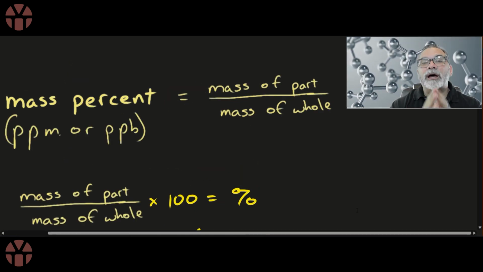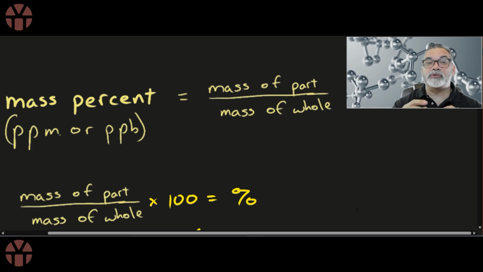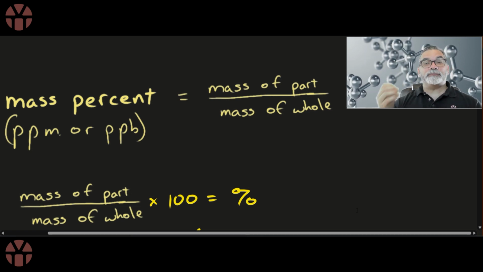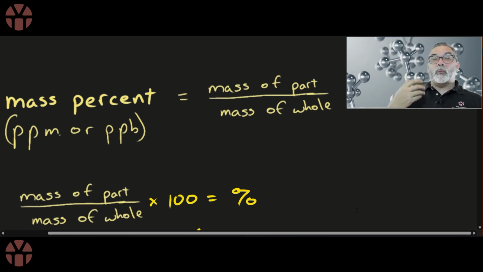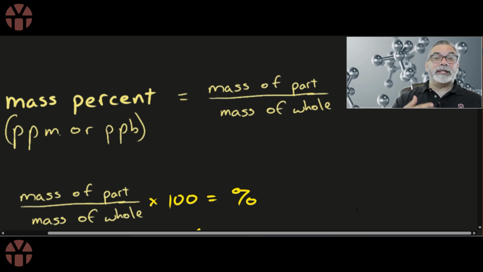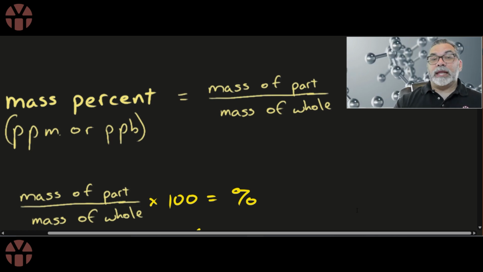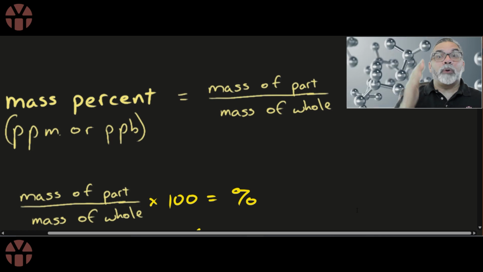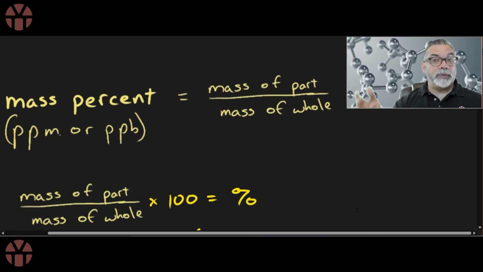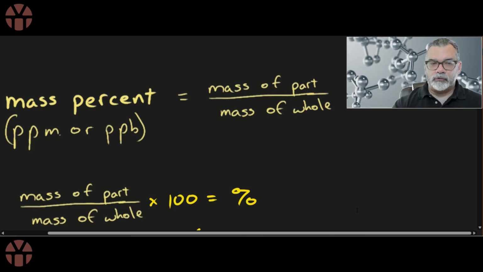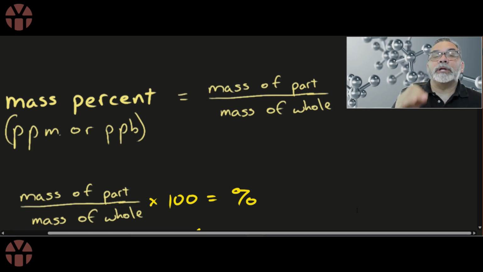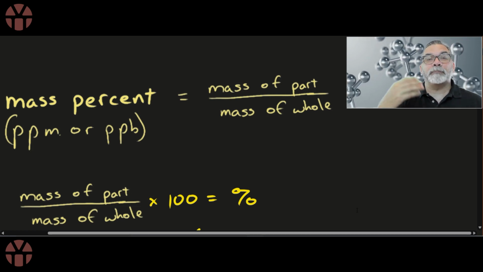Now, another very common way of measuring the concentration of a solution, especially when you're looking at a water supply, or let's say you're reading the back of a label of something, and it might say something like there's so many parts per million or parts per billion of a substance in this solution. What we're really doing is looking at this idea of mass percentage.